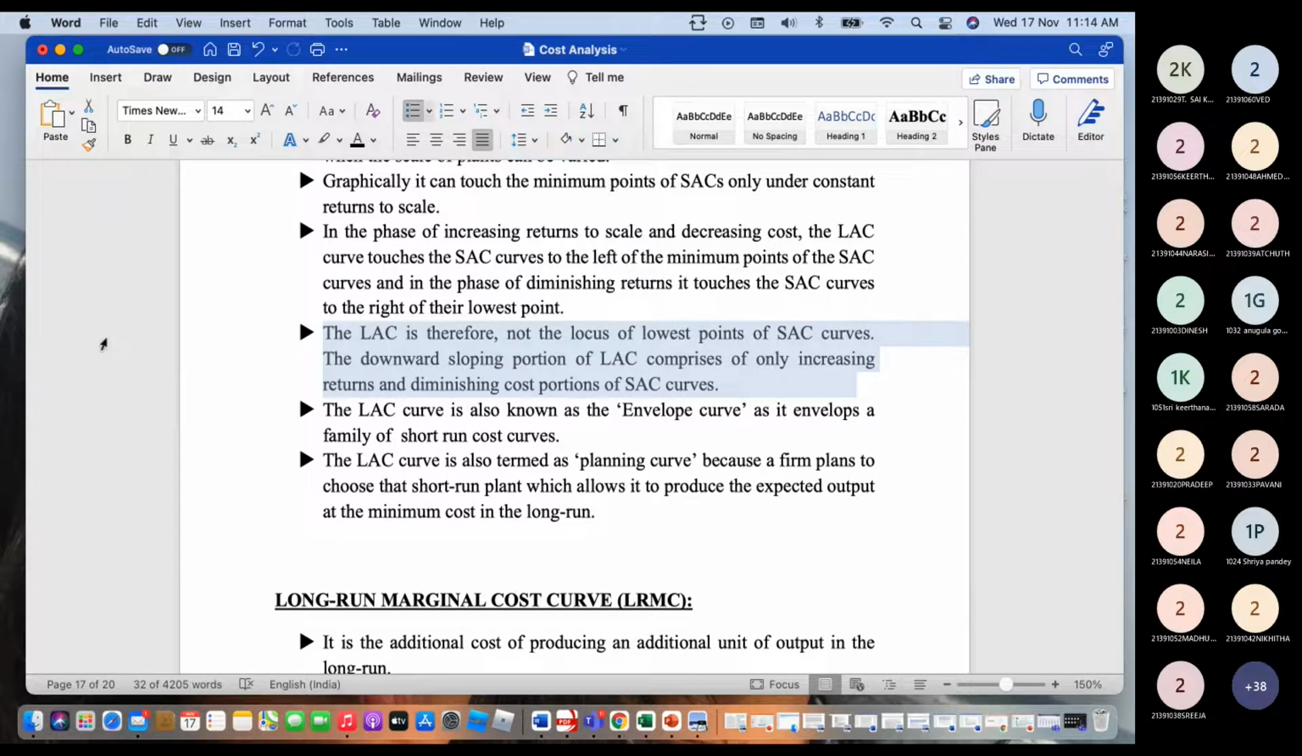I hope you have understood it. If you are getting a question on the LAC curve, it's a separate question. You can be asked why the LAC curve is called an envelope curve, why the LAC curve is called a planning curve, or how do we derive the LAC curve from the SAC curves. All different questions, but we'll give you the same answer. Same answer, you have to write everything on LAC.